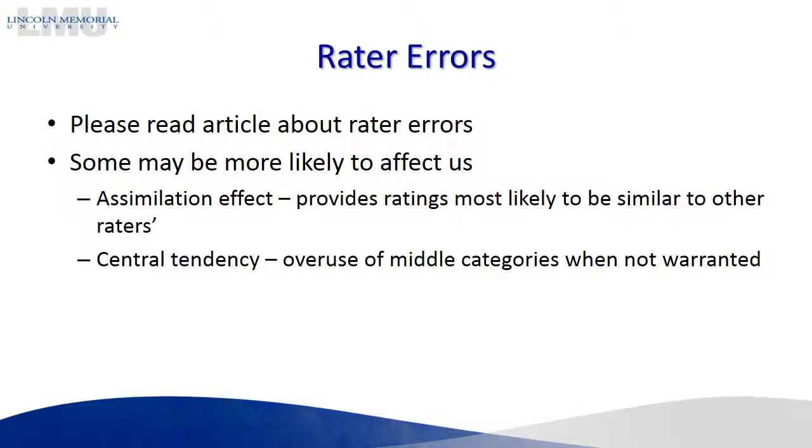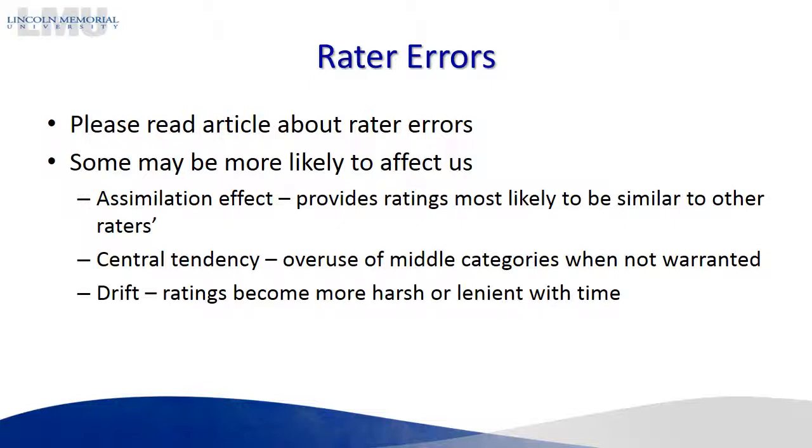Now there's central tendency, and this is when raters choose to overuse the middle categories, even though those ends of the scale values are important to use as well. And so we're going to be scoring on a 4-point scale. And so if someone is scoring with a central tendency, we tend to see them in the 2 and 3 range. We also may see drift, and this is where we have raters whose ratings become more harsh or lenient with time.